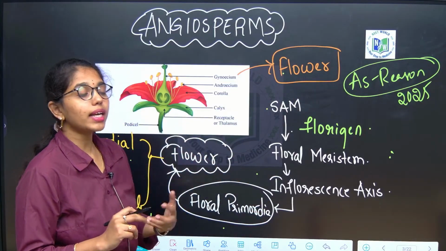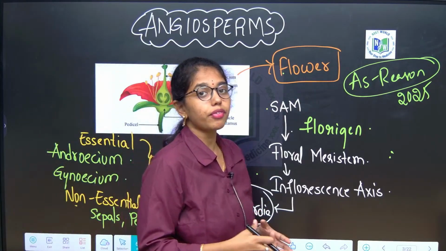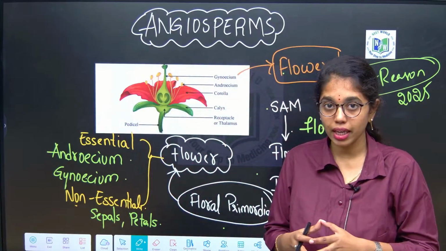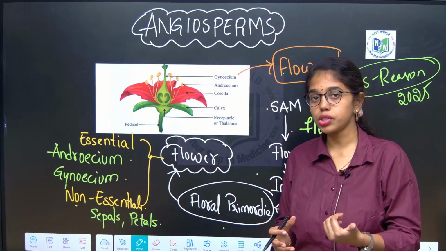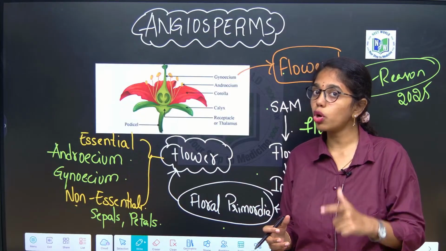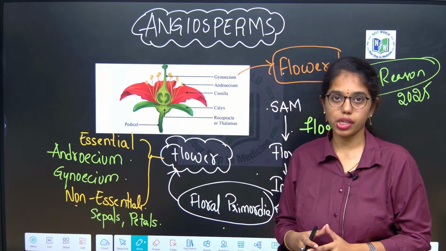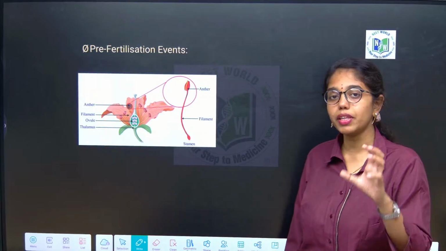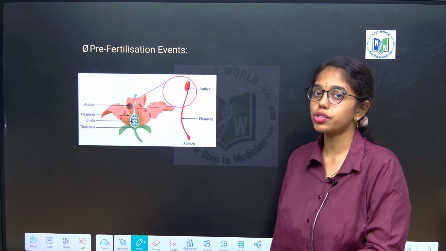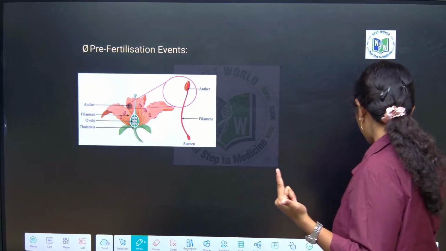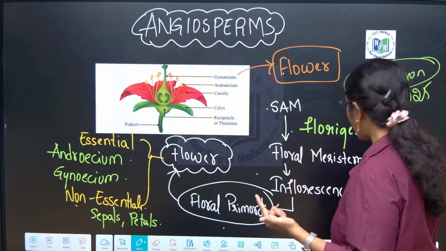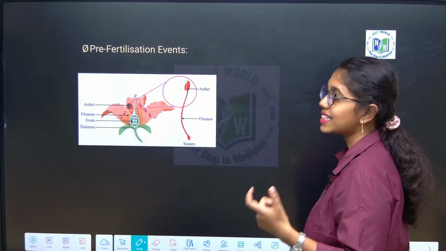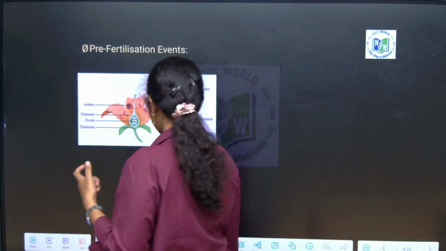The most common questions framed from sexual reproduction of flowering plants are statement based questions and assertion reason questions. Have a keen interest in the complete concept, then only will you be in a position to answer statement based and assertion reason questions. Now you have an idea of what the essential whorls and non-essential whorls are.